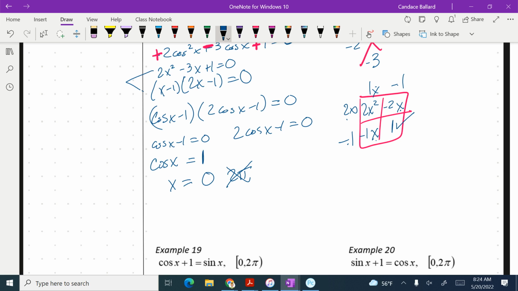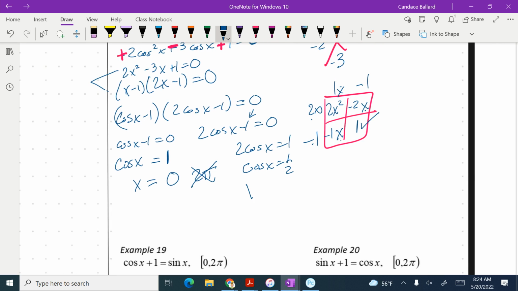All right. What am I going to do with this 1 right here? How do I move it? Add it over. So 2 cosine x equals 1. And then what am I going to do with the 2? Good. All right. So cosine is the x value. Where on the unit circle is the x value equal to 1/2? Everybody good with that? Pi over 3, 5 pi over 3.